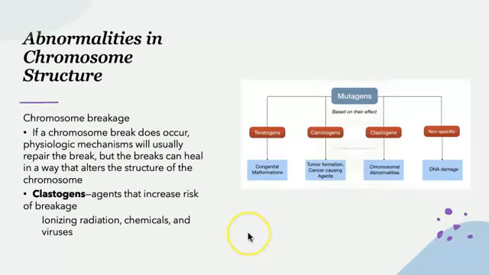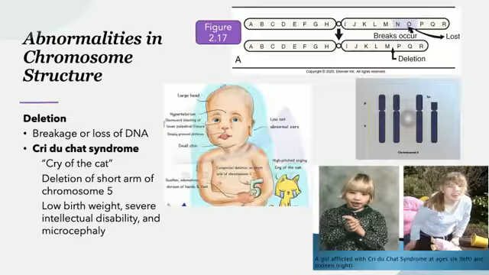Now let's talk about some abnormalities in the chromosome structure. So we know that obviously chromosome breakage is not great. That is when we're going to have a physiologic mechanism that does not function in repairing a break. And the break can heal in a way that alters the structure of the chromosome. So if we're exposed to things like clastogens, that can increase our risk of these types of breaks, and that could include things like ionizing radiation, chemicals, and viruses.